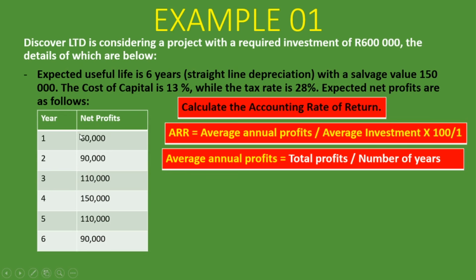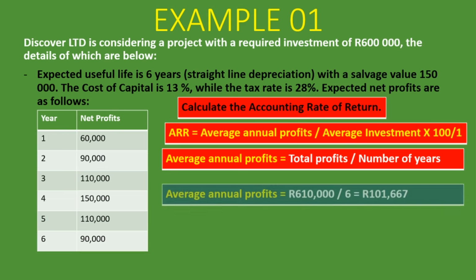So we add all the net profits together: 60,000 Rand plus 90,000 Rand plus 110,000 Rand plus 150,000 Rand plus 110,000 Rand plus 90,000 Rand to get the total profits, and then we divide that by the number of years, which is 6 years, to get the average annual profit. I've already added them together.